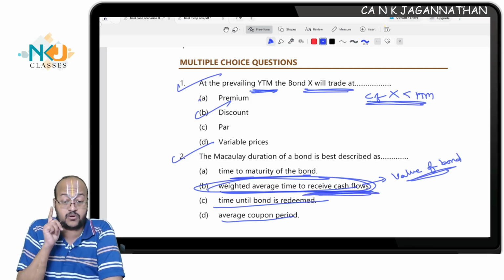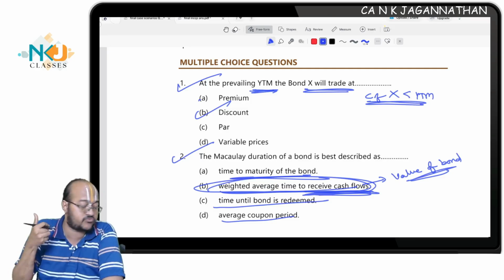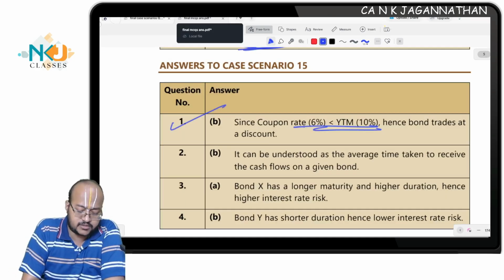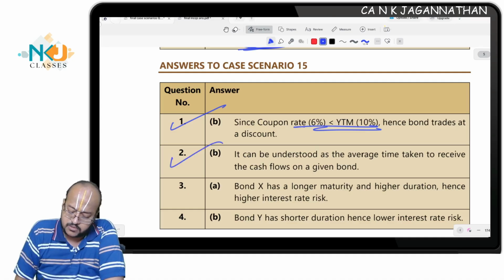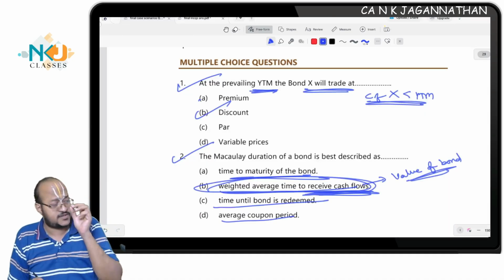It is not the original cash flows. It is the discounted cash flows, I should say the intrinsic value. Anyway, it can also be the average time to receive the cash flow, if that is given. These are all specific interpretations.